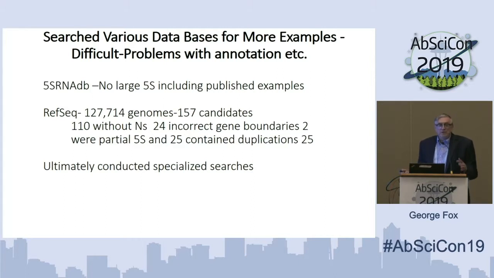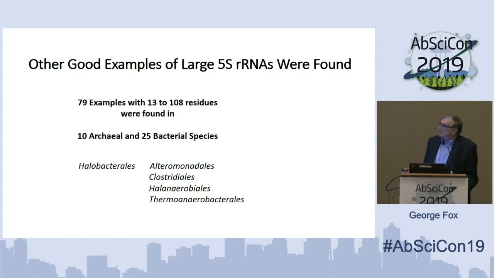So we ended up creating specialized search tools looking specifically for the sorts of 5S RNAs that we thought were interesting. In the end, we found a bunch of them, but I guarantee you we have not found them all. Okay, but I would just like to say most of the ones we found are actually real. And so we found 79 examples with 13 to 108 residues as the insert. We put a boundary, I think, of 10. The minimum insert we would consider to be interesting was 10. So the smallest was 13.